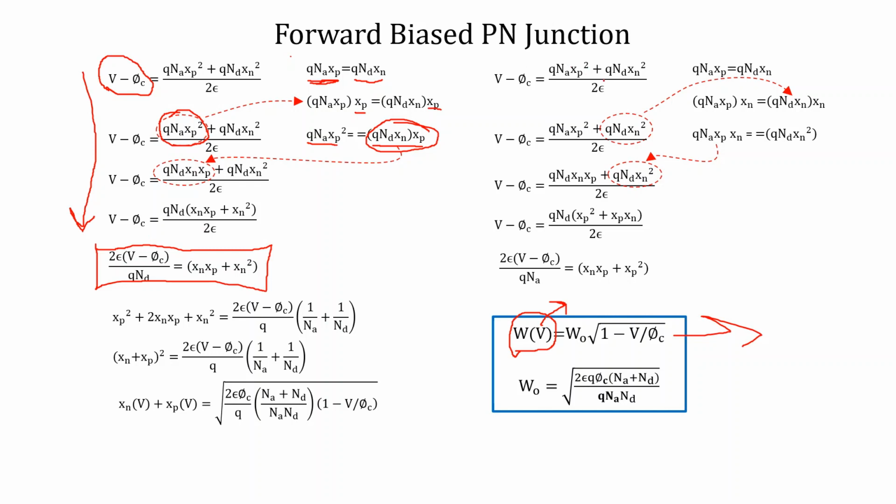Now similarly we do the same for the other term. The charge neutrality condition says that this should be equal to this. To make it equal to q Nd xn square, we multiply both sides by xn. So the right hand side becomes q Nd xn square, and this is equal to the left hand side, and we can put this here and then solve it to arrive at this expression. You can do it in your notes.